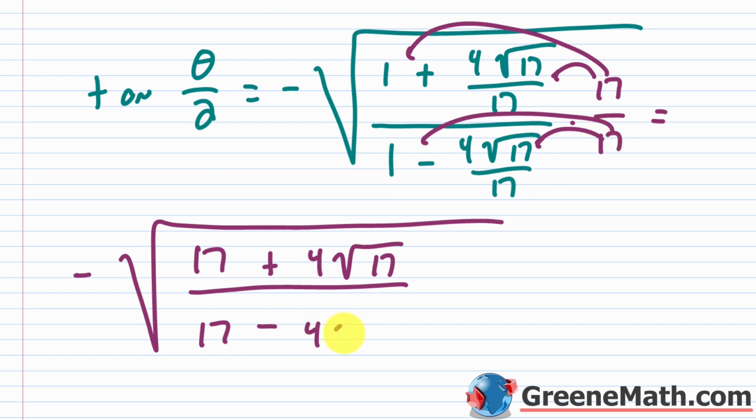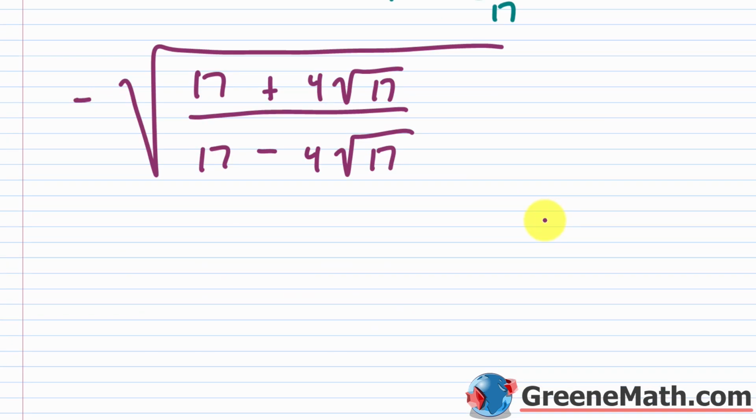So you'd have 4 times the square root of 17. Now for the next step, I don't want to end up with a radical in the denominator. So what you would do, remember, if you have two terms down here and one of them has a square root, you can use that trick where you multiply the numerator and denominator by the conjugate of the denominator.